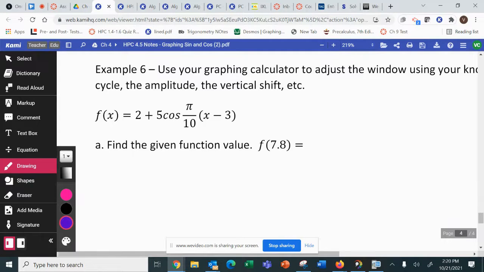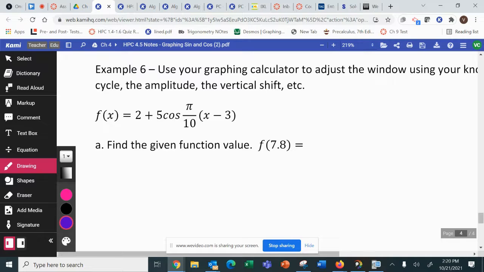Again, right away I noticed that I need to be in radian mode because I don't see degree symbols anywhere here. Given an equation that does not look like I can do this by hand, we are going to learn how to do this on the calculator. First, we're going to find the function value f of 7.8. I'm going to teach you how to do this a different way.